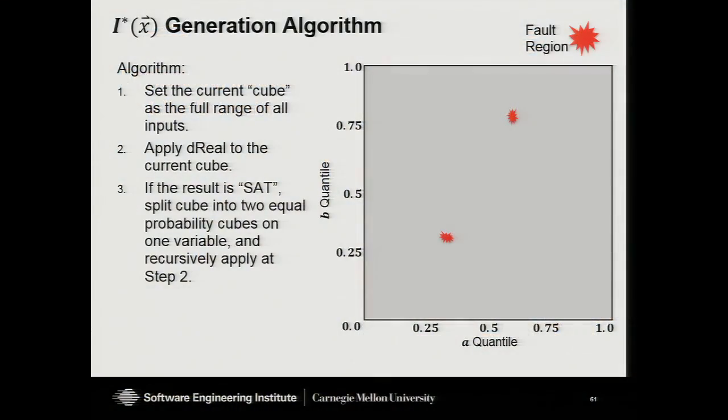So here's how the abstract indicator function generation works. Let's say we have two random inputs, A and B. We look at a quantile space breakdown, basically the CDF of the two input variables, and suppose we have two fault regions. First we create a logic formula from the C specification, and we send that to the dReal engine. It will tell us either SAT, that there is a fault in that region, or UNSAT, if there is not a fault in the region. We start out giving the full region. It says, yes, there's a fault somewhere in there.